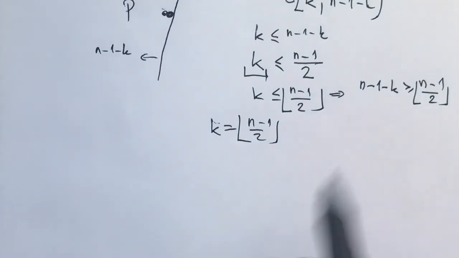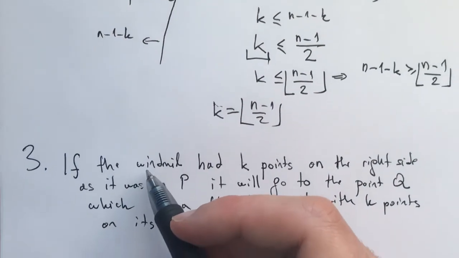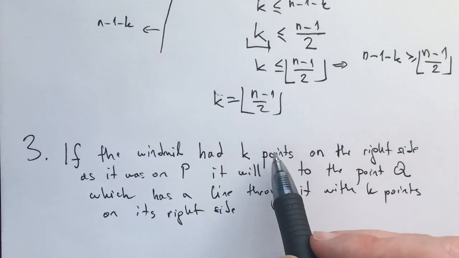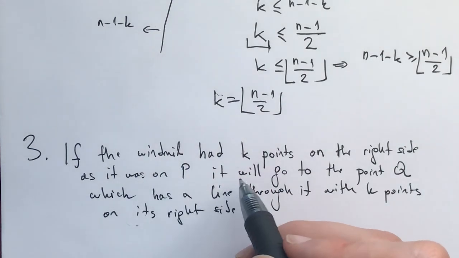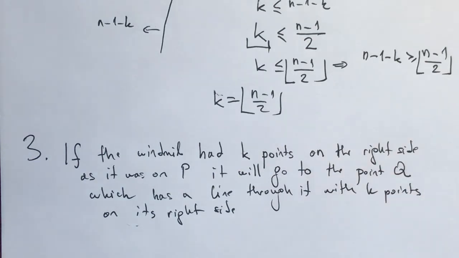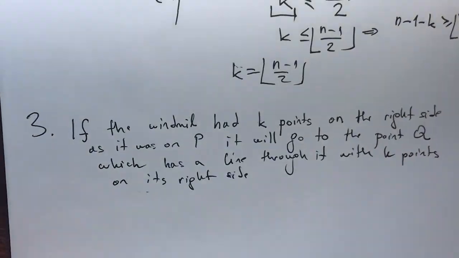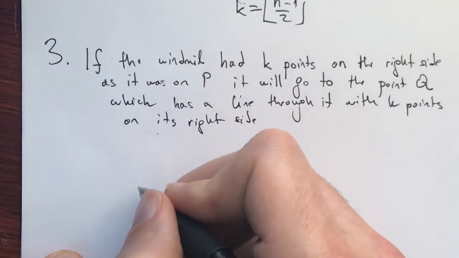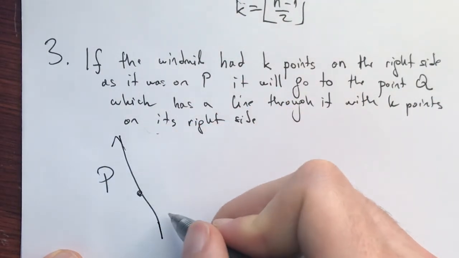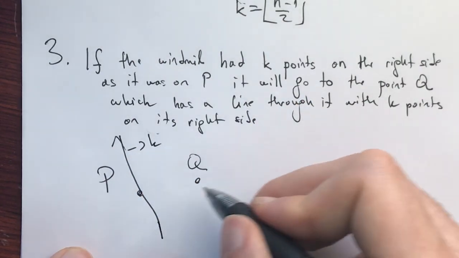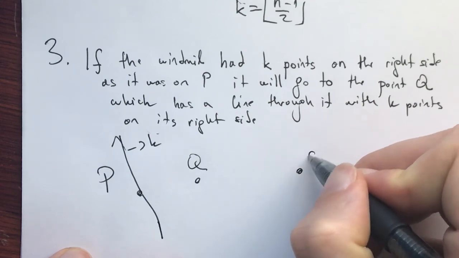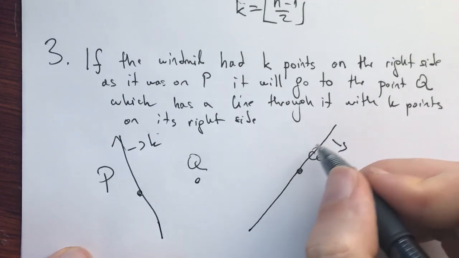And now with that, we finally move on to the third point, which is the fact that if the windmill had k points on the right side as it was on P, it will go to the point Q, which has a line through it with k points on its right side. And the way we show this is we say draw P, it had k points, and then there's Q, it had k points on the right side, and say that the line through Q, which has k points on one of the sides, is this.